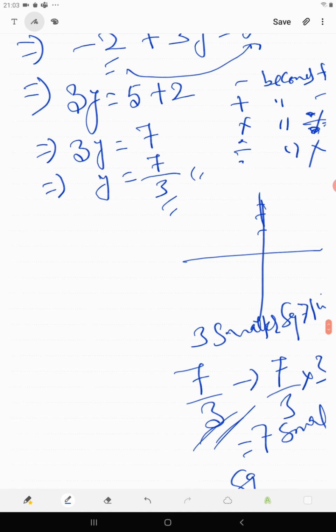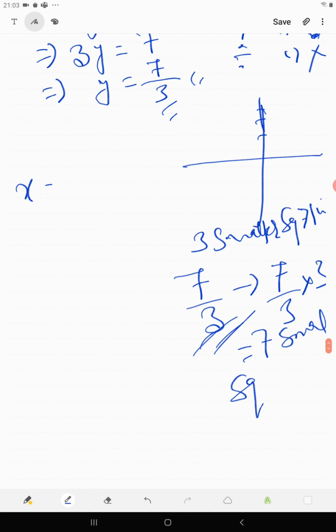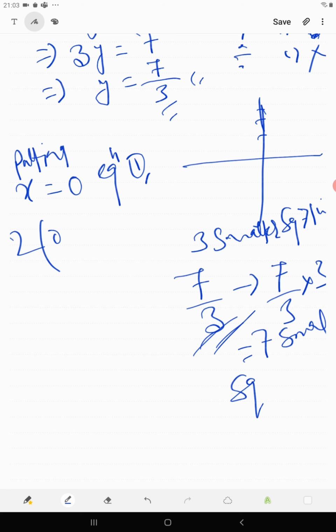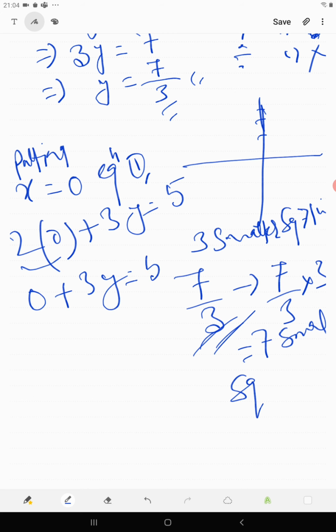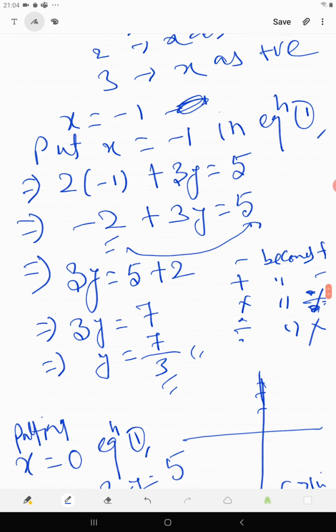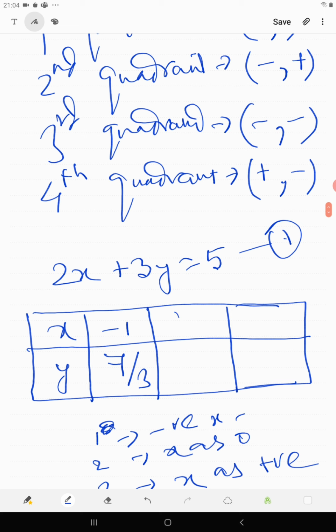Now take x as 0. So putting x equals to 0 again in equation 1, what will we get? 2 into 0 plus 3 into y equals to 5. Anything multiplied with 0 is 0. So 0 plus 3y equals to 5. So y equals to 5 by 3. So for the value 0, we are getting 5 by 3.